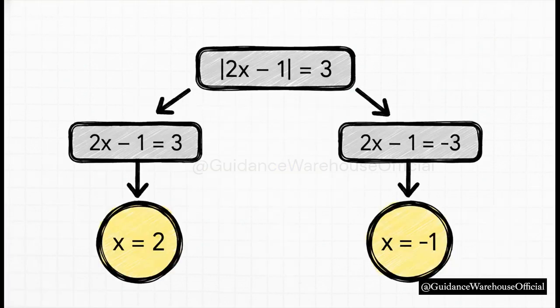So how'd you do? First, you should have added 3 to both sides to isolate the absolute value, leaving you with 2x minus 1 is equal to 3. Then you split it. Your first equation is 2x minus 1 is equal to 3, which gives you x is equal to 2. Your second equation is 2x minus 1 is equal to negative 3, which gives you x is equal to negative 1. If you got both of those, awesome work.